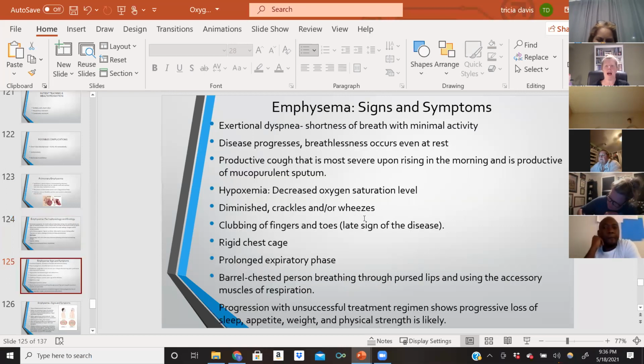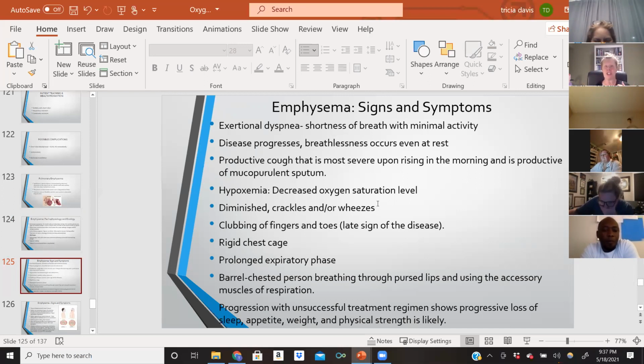So signs and symptoms, you're going to see exertional dyspnea. So shortness of breath with minimal activity, just getting up, walking to the bed. They're going to be short of breath. As the disease progresses, the breathlessness even occurs at rest. Productive cough that is most severe upon rising in the morning, and it is going to be productive of mucopurulent sputum. So it's going to be yellow or green. It's really gross. Hypoxemia, so you're going to have decreased oxygen saturation levels.